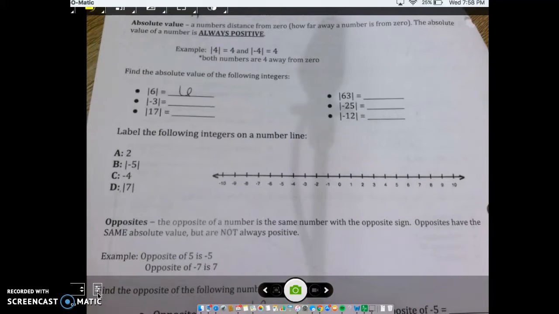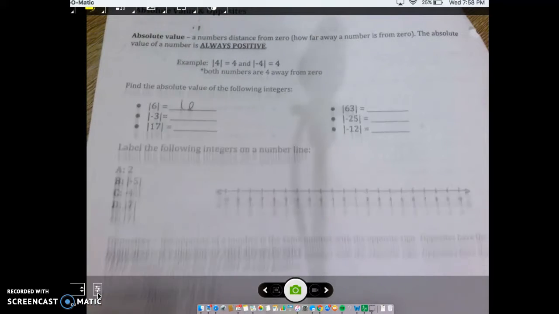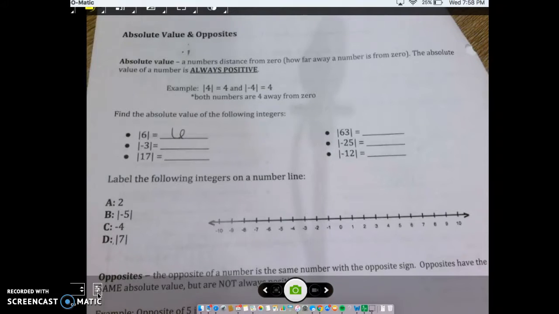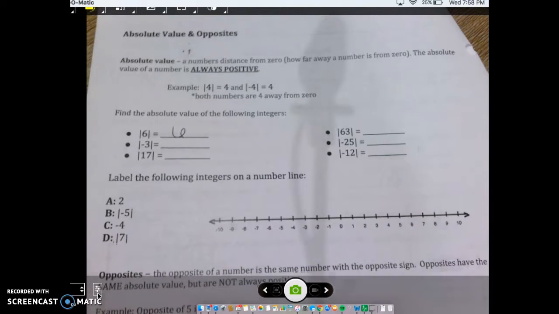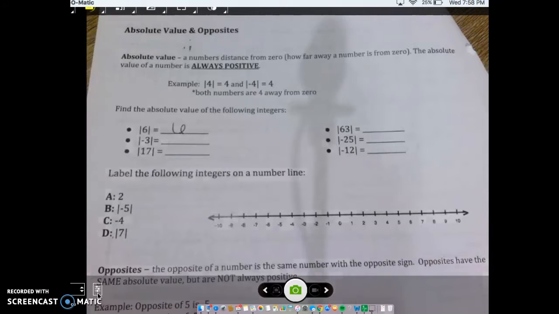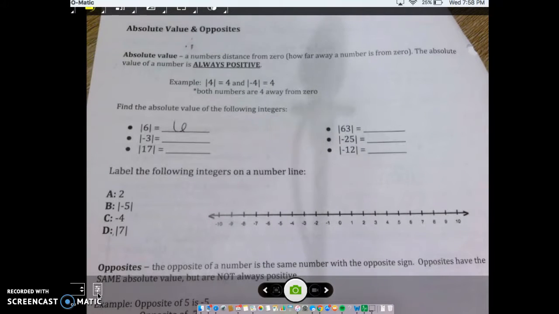Okay, so if you are working on the absolute value and opposite section, we're going to do both of them in this video, but we're going to do them one at a time. So absolute value is a number's distance from zero, meaning how far away is this number from zero. Your answer is always going to be positive.